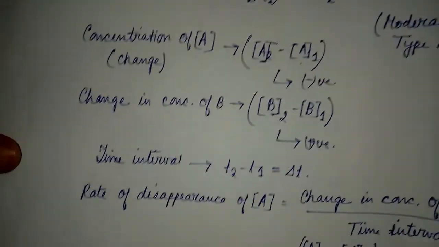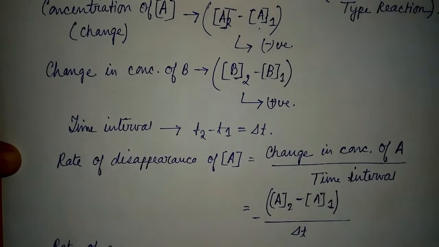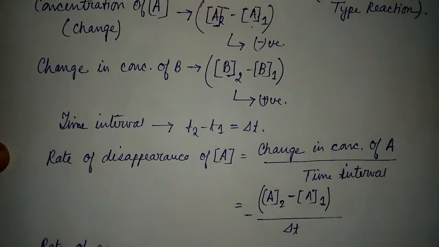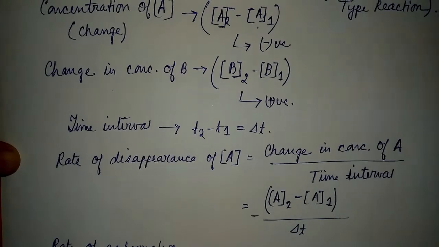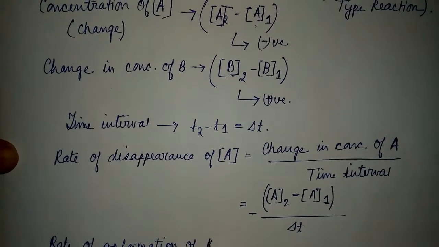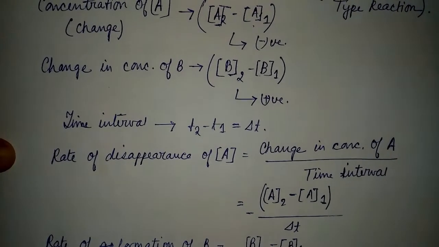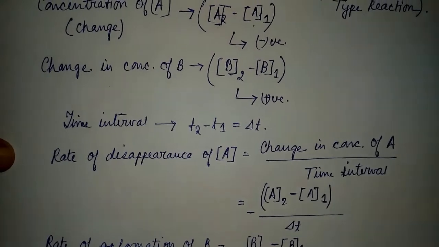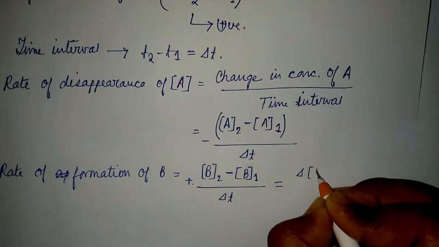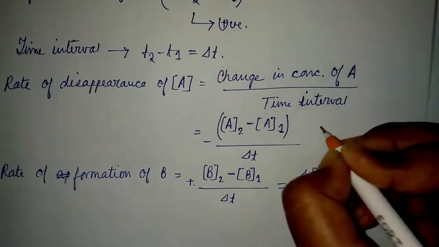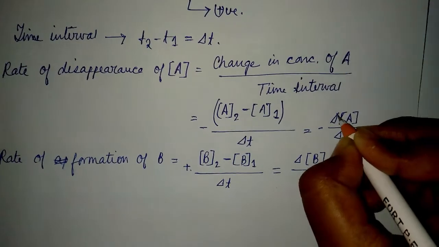Now with the passage of time, the rate of appearance, which can be written as the rate of formation of B, is B2 minus B1 by delta t. This is actually a positive term. In short, we can write it as delta B by delta t. Again, this can be written as minus of delta A by delta t, delta for small difference.